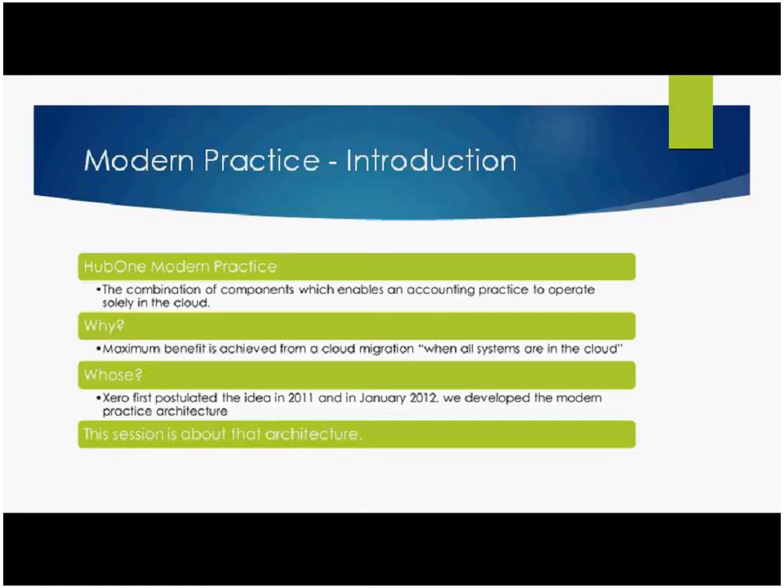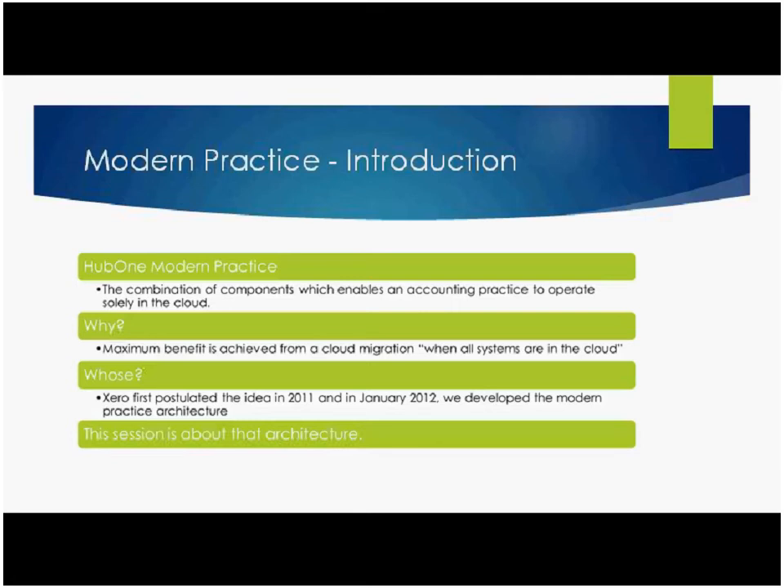Right, so the modern practice was first postulated by Xero in 2011. And if you were listening to some of the things Xero was saying back then, you'd be really familiar with the term. In January 2012, in fact, to give you the story, Christmas Eve, Chris Reid, who's the managing director of Xero Australia, gave me a call and started burbling some things about a modern practice.